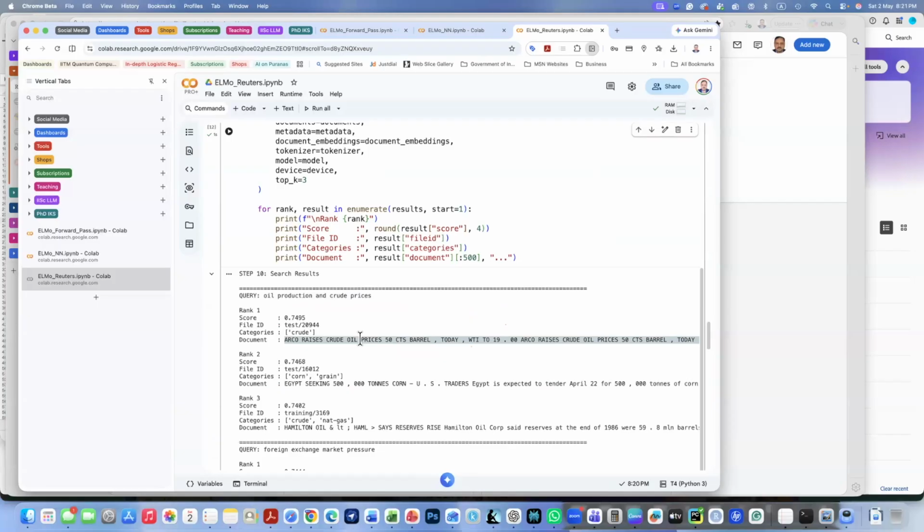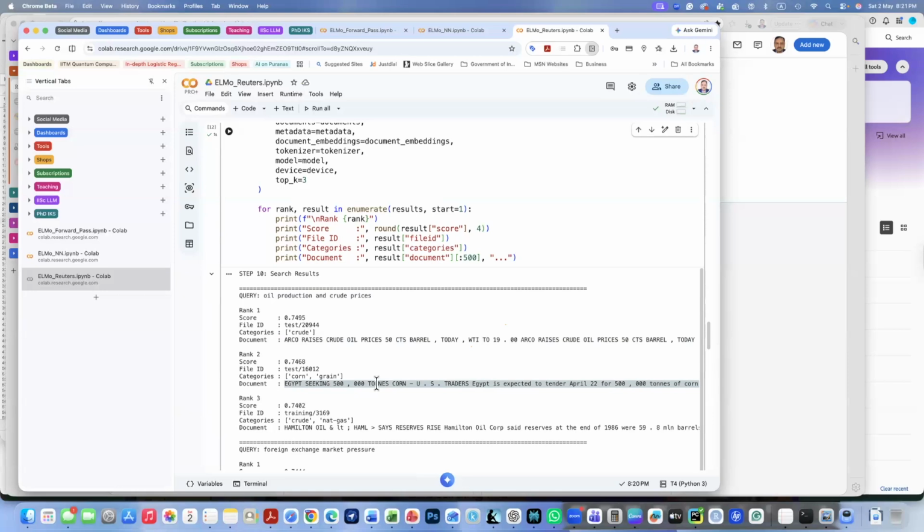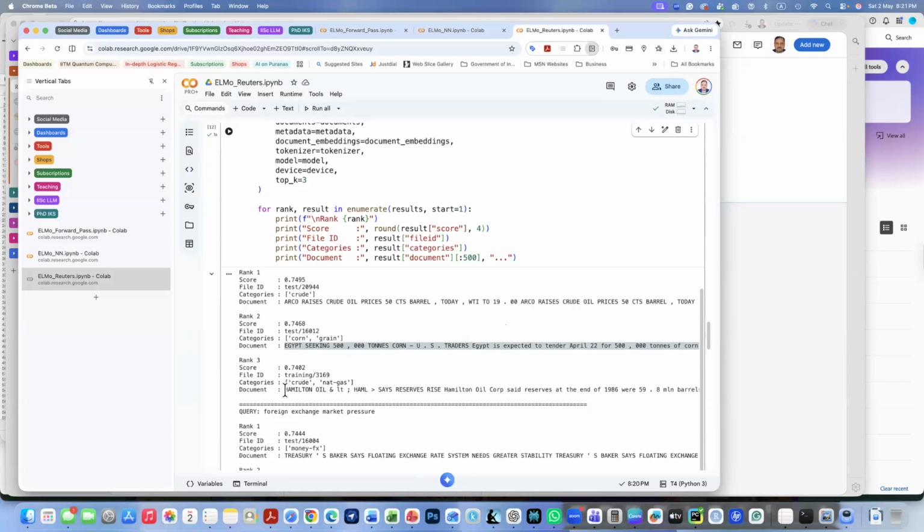Yes, sir. Now this one seems like tons of corn. This is slightly off, but it is related to production, though it is not a very good fetch. And this one again is a good fetch. It has understood the context and made a good fetch. Don't you think so?